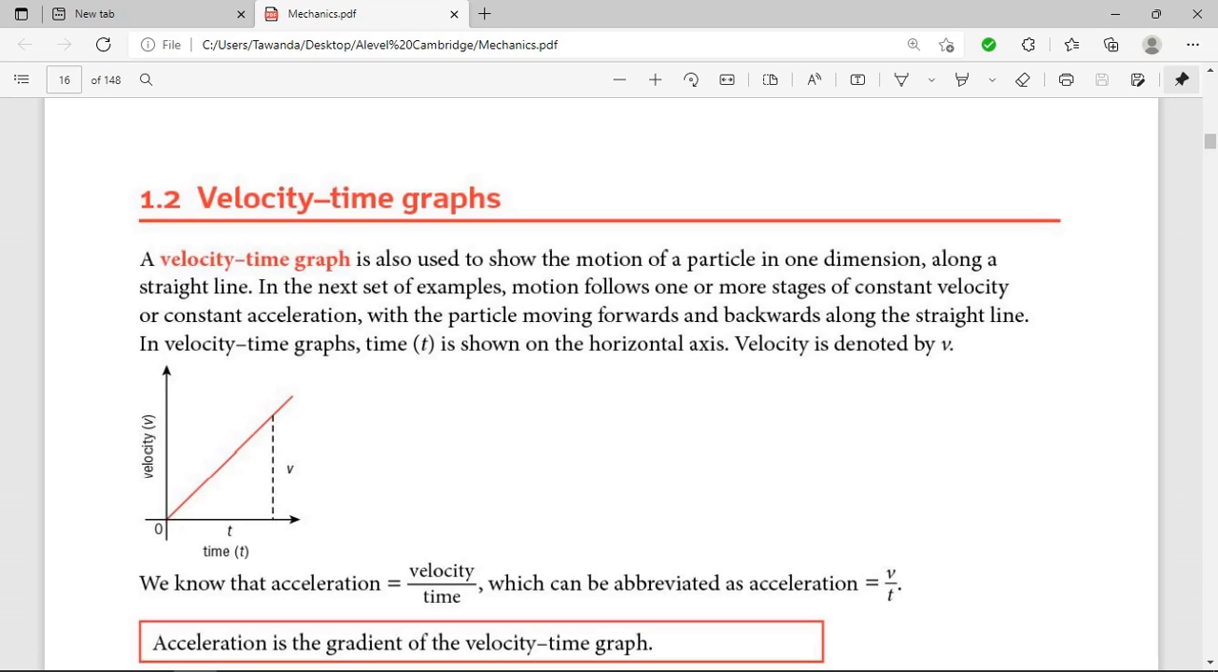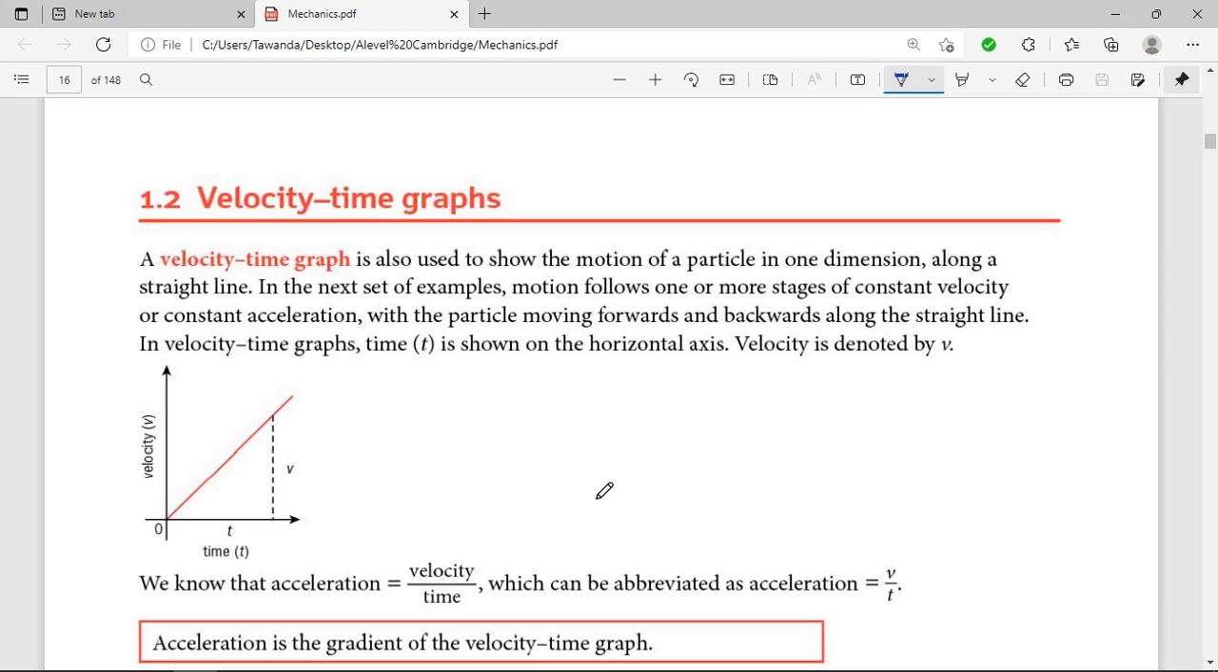Right, we are recapping velocity time graphs, and we are going to look at 3 examples. Then I will give you an exercise. So, as a recap on velocity time graphs, our velocity will be on the y-axis, then time on the x-axis.